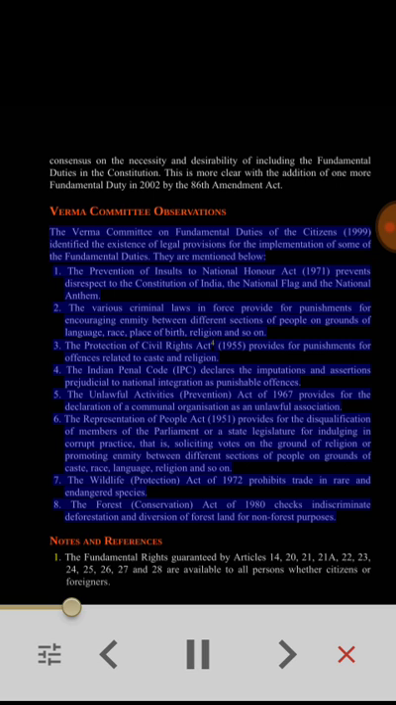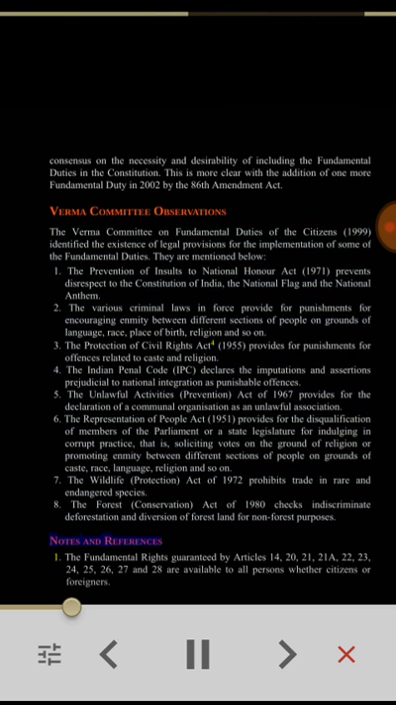Point 7. The Wildlife Protection Act of 1972 prohibits trade in rare and endangered species. Point 8. The Forest Conservation Act of 1980 checks indiscriminate deforestation and diversion of forest land for non-forest purposes. Notes and references. 1. The fundamental rights guaranteed by Articles 14, 20, 21, 21A, 22, 23, 24, 25, 26, 27, and 28 are available to all persons whether citizens or foreigners.